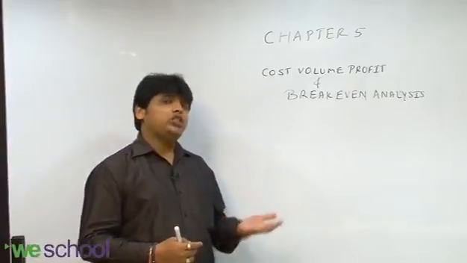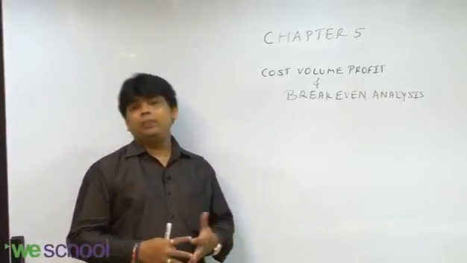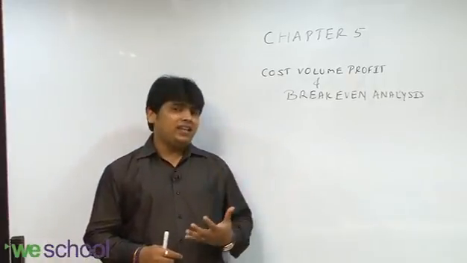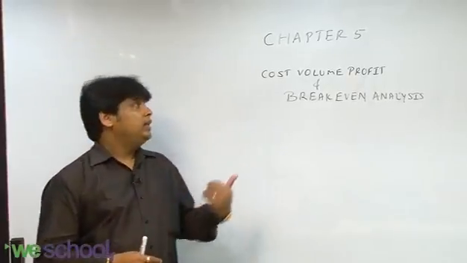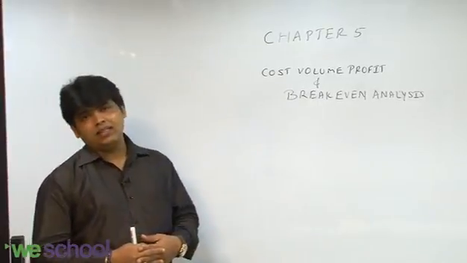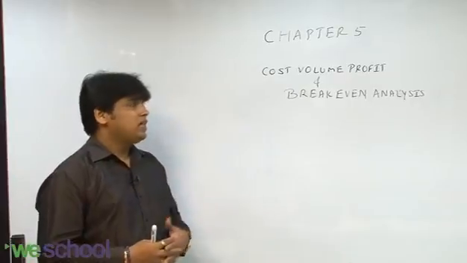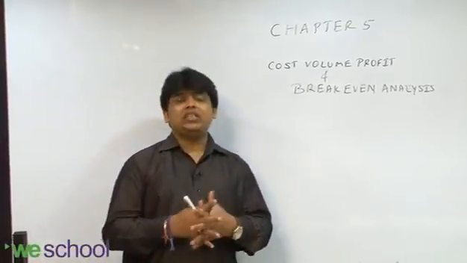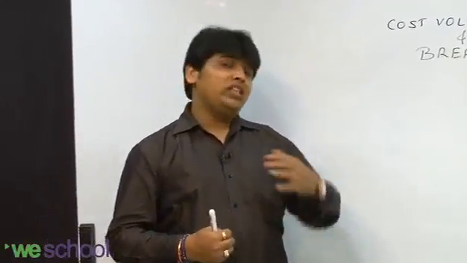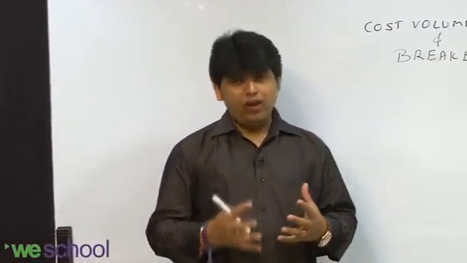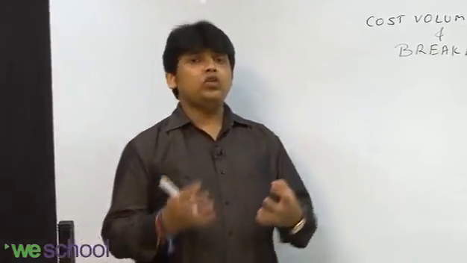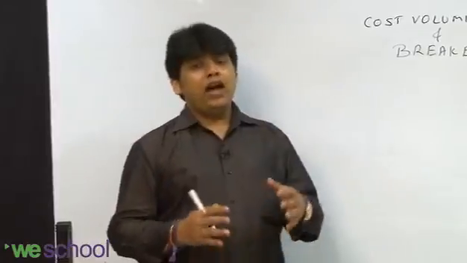It is done by the cost accounting people, and for that they use certain techniques. Those techniques we are going to learn in this chapter, which are called cost, volume, profit analysis and break-even analysis. Through these two techniques the management of the company decides which level of activity will cost them what, what will be the total cost, and what level of activity the company should maintain.